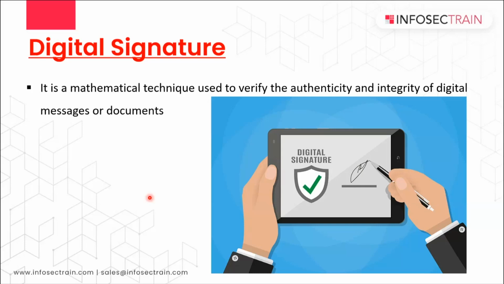Okay, so the digital signature assurances refer to the various guarantees provided by digital signature technology, such as confidentiality, integrity, authenticity, and non-repudiation. Confidentiality ensures that only the intended recipient can read the message or document. Integrity ensures that the message or document has not been altered or tampered with.